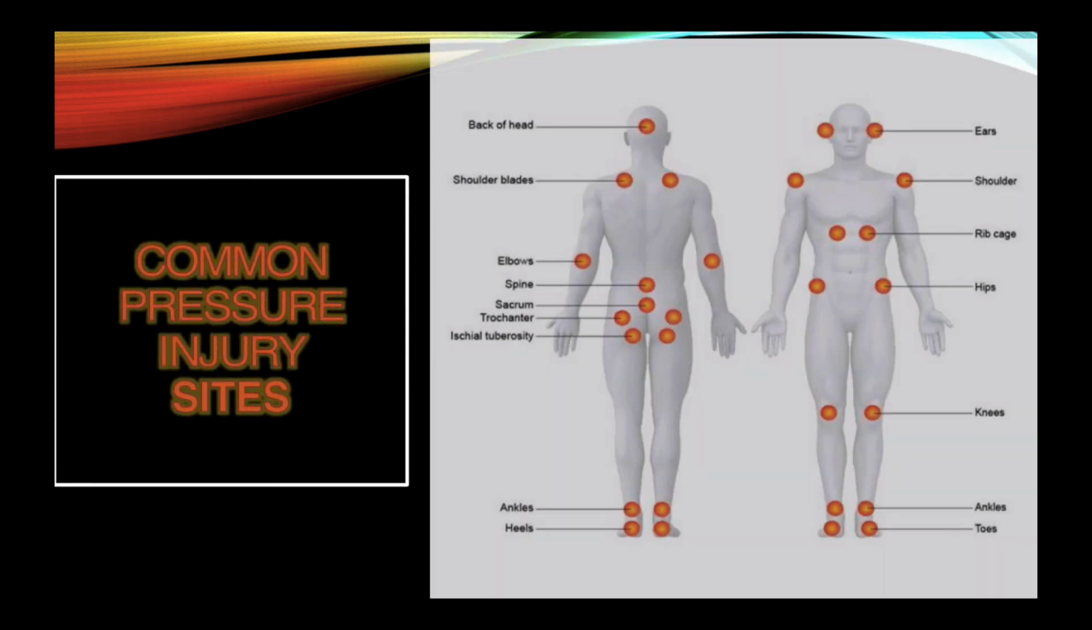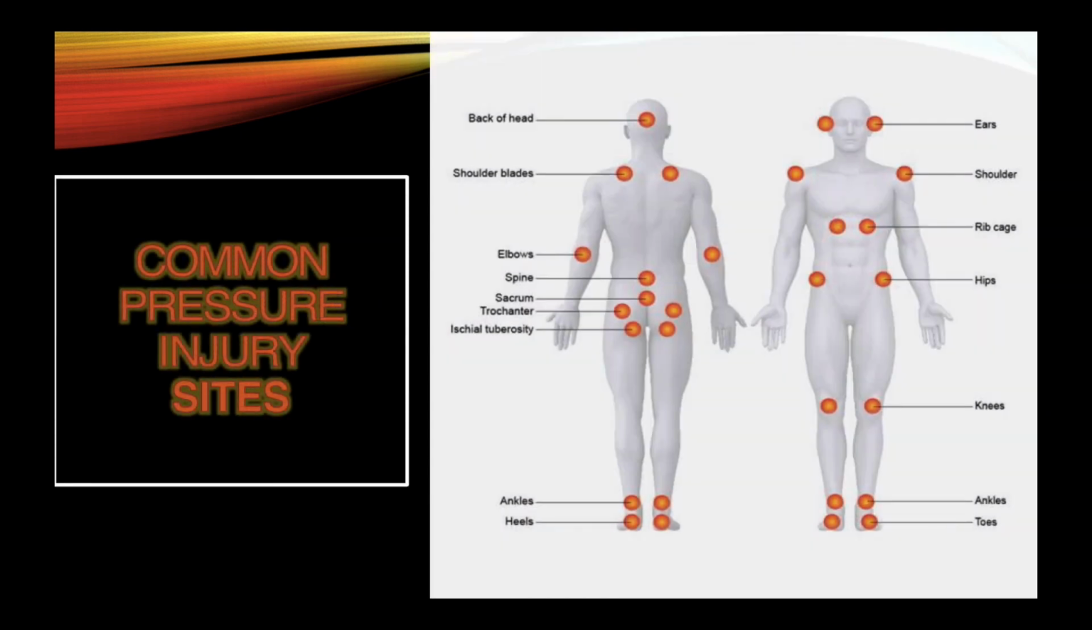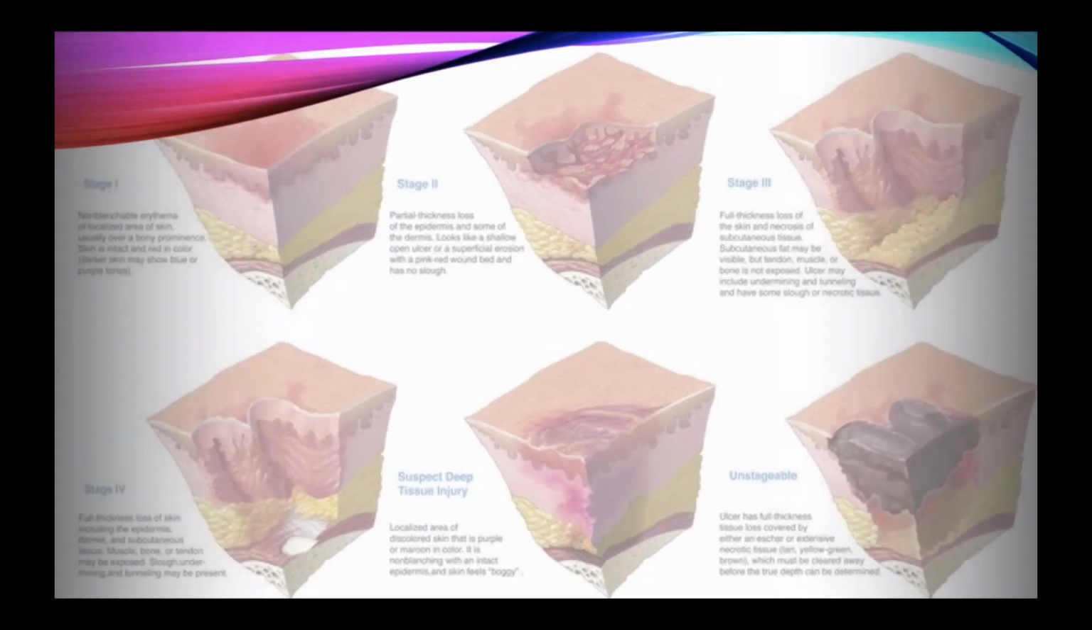Here are the common pressure injury sites, starting from head to toe: back of the head, ears, shoulder blades, rib cage, elbows, spine, sacrum, hips, trochanter, ischial tuberosity, knees, ankles, heels, and toes.